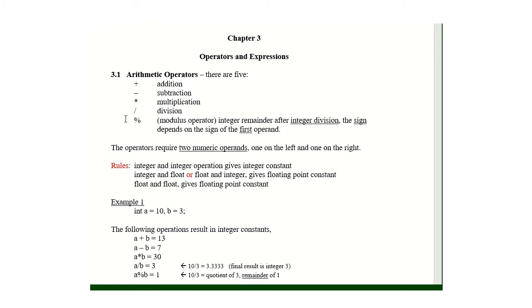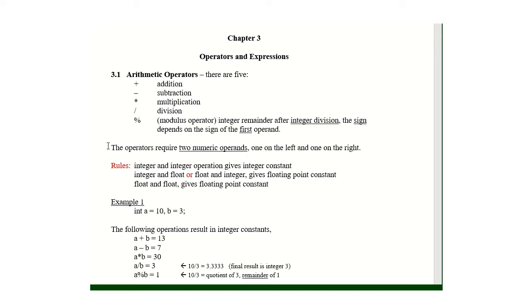A modulus operator gives the integer remainder after an integer division, and the sign depends on the sign of the first operand. For example, a modulus b, if a is negative, then the result is going to be a negative integer number.